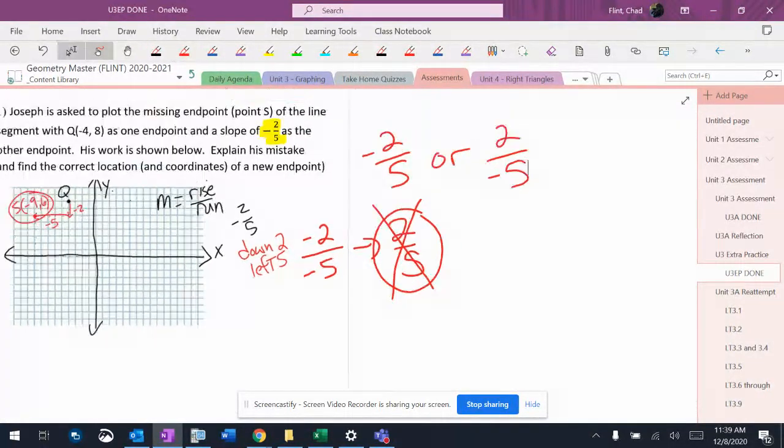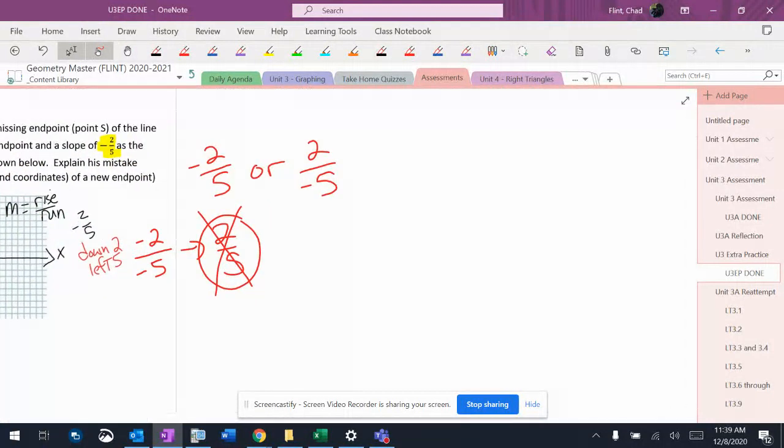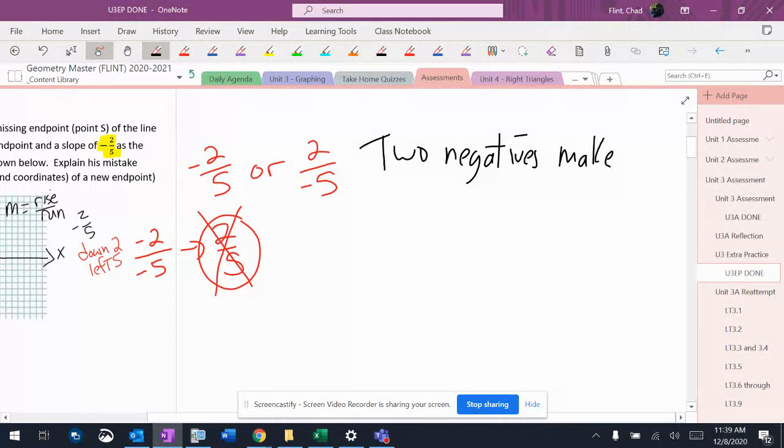So explain his mistake. There's a lot of different ways you could put this. I would put down that two negatives make a positive slope. And that's going to be a problem in this situation because it's supposed to be negative 2/5.